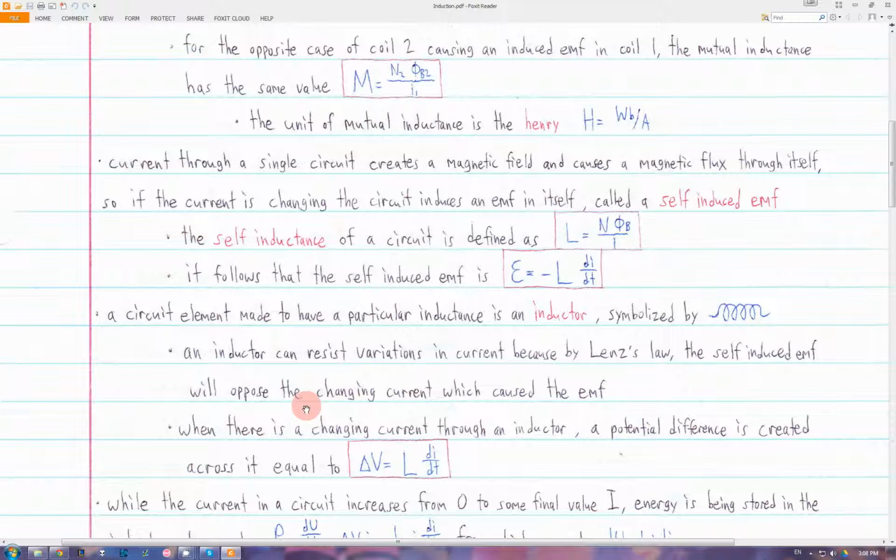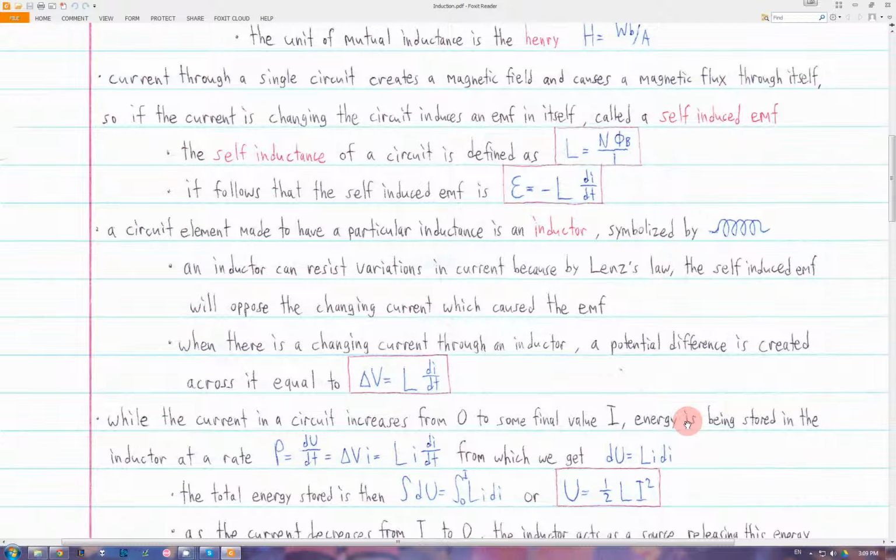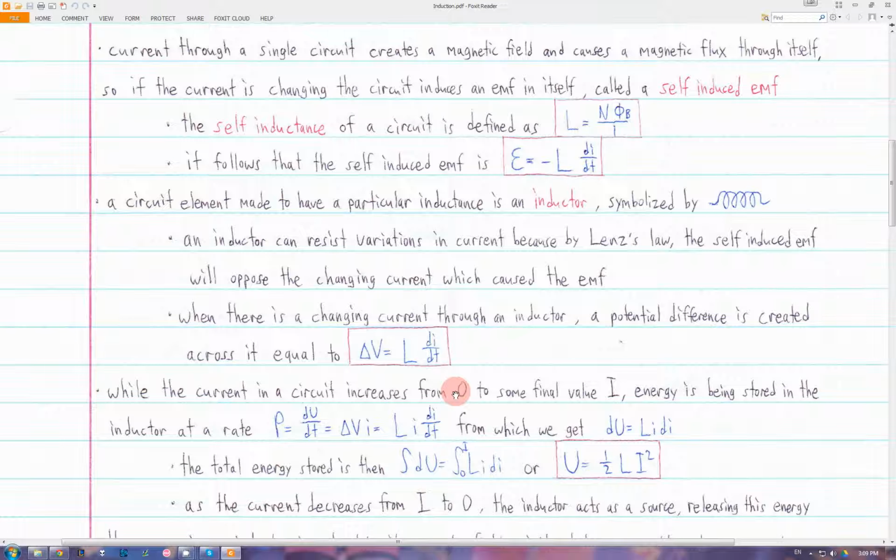And so when there is a changing current through an inductor, there's a potential difference across it. This potential difference is equal to the self-inductance L times the rate of change of the current. The reason this potential difference is created is because the inductor is storing energy inside it. So let's say we have a circuit, the current starts at 0, and it increases to its maximum value, capital I. We want to find out how much energy is going to be stored in this inductor as the current increases from 0 to maximum.